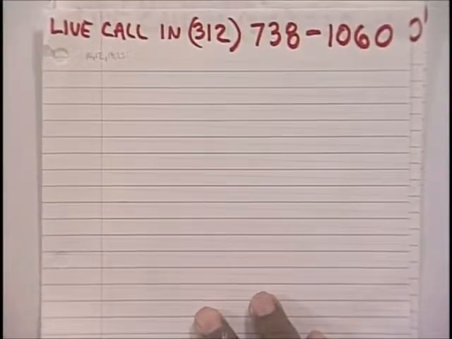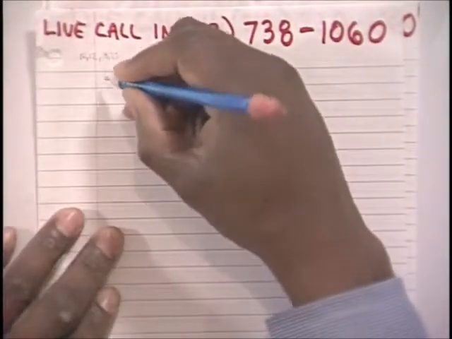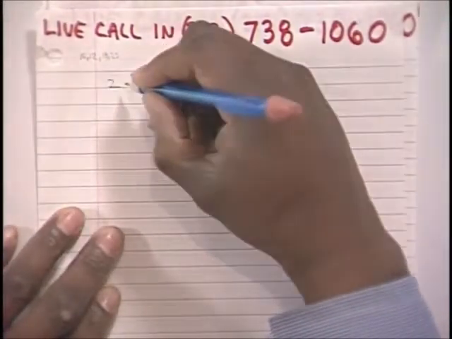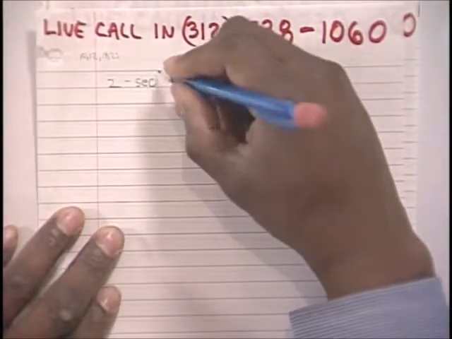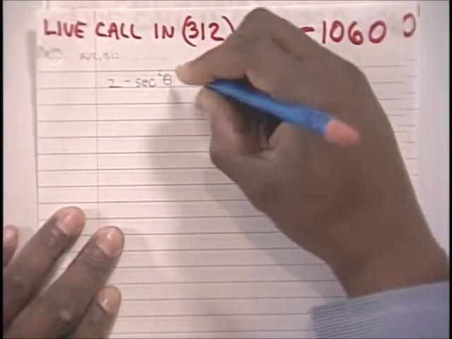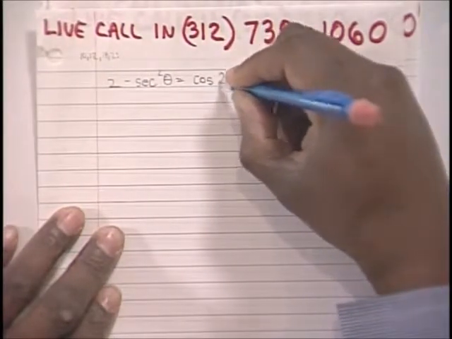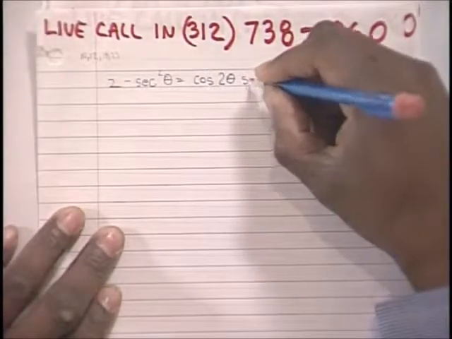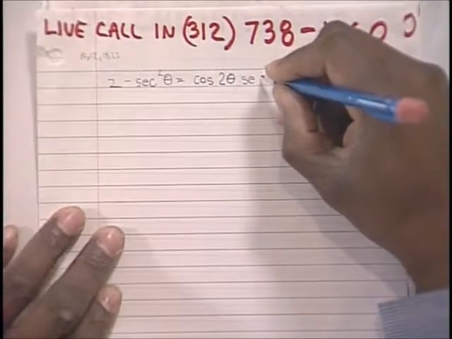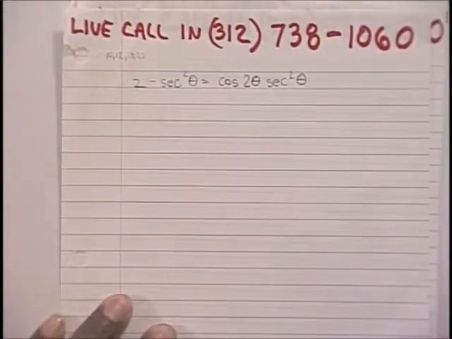Number 10 is a problem where we've got to simplify 2 minus secant squared theta is equal to cosine of 2 theta times secant squared of theta.